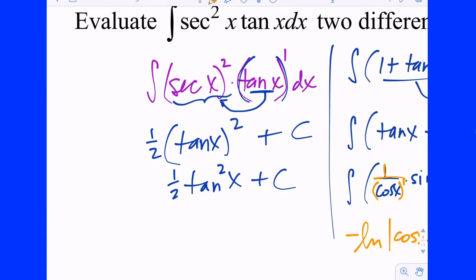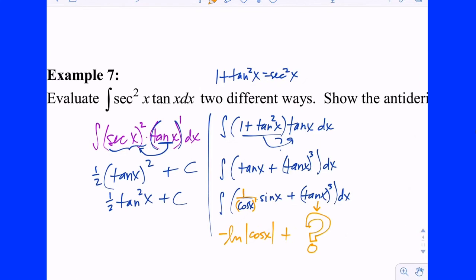I was thinking some kind of identity. So I replaced secant squared with 1 plus tangent squared. And I quickly said, okay, now I have two factors. The derivative of 1 plus tangent squared is not tangent. So then I distributed and I got tangent plus tangent cubed. Now tangent, seems like we know the derivative of that, right? It's secant squared, but we really don't know the antiderivative of it yet.